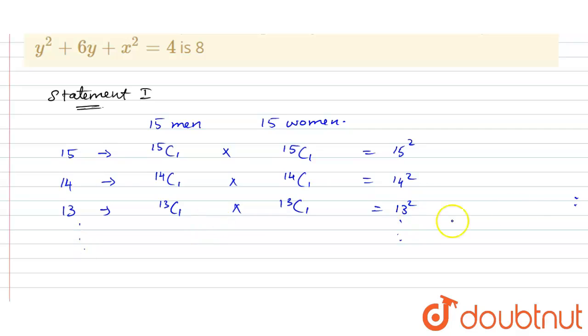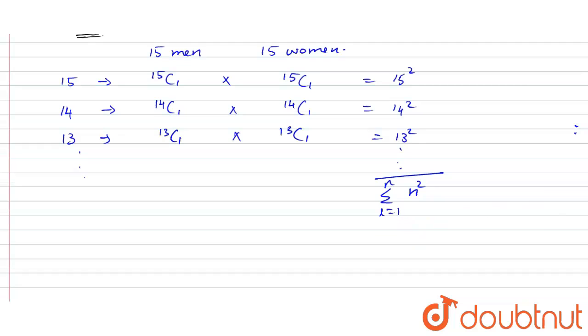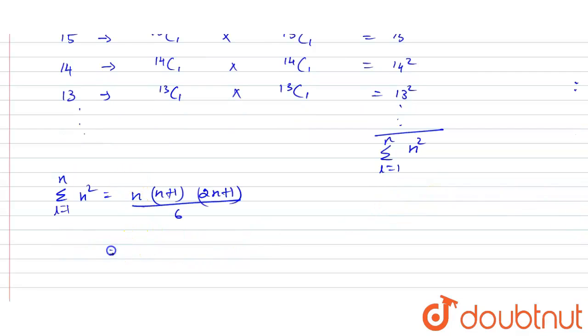And so on. Therefore this condition is in the form of summation of n square, where r equals 1 to n. We know the formula: summation of r equal to 1 to n of r square equals n into n plus 1 into 2n plus 1, whole divided by 6. Therefore I'm going to substitute the value here. The n value equals 15.